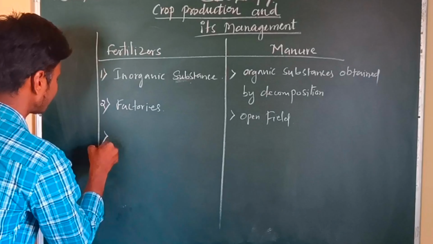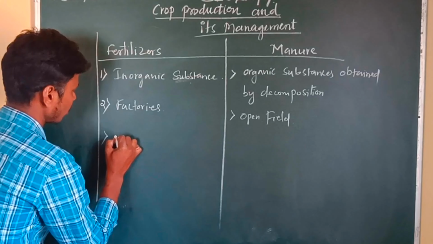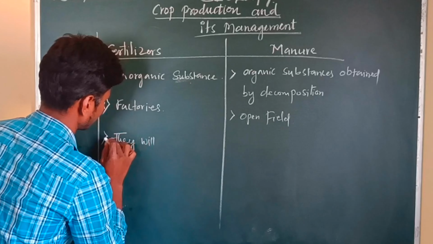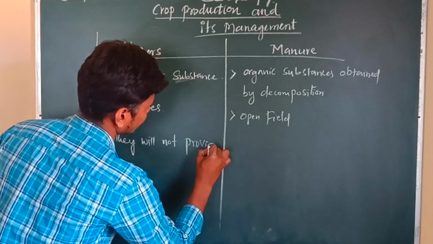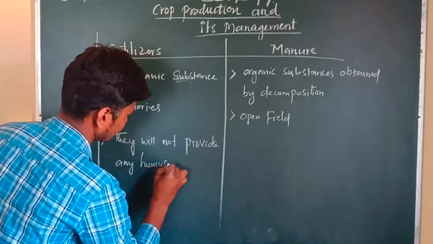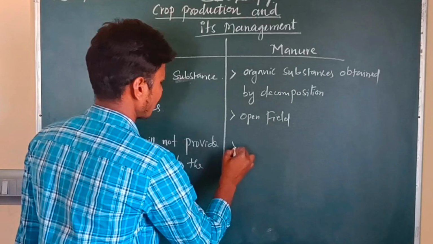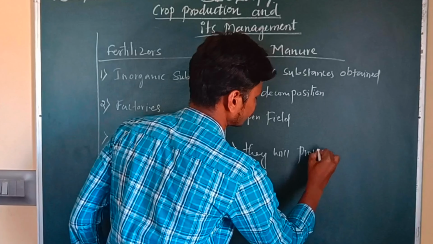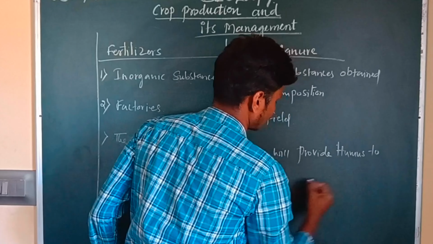Okay. And apart from that, fertilizers will not provide any humus to the soil. Humus to the soil. Then what about manure? Of course, they will provide humus to the soil.